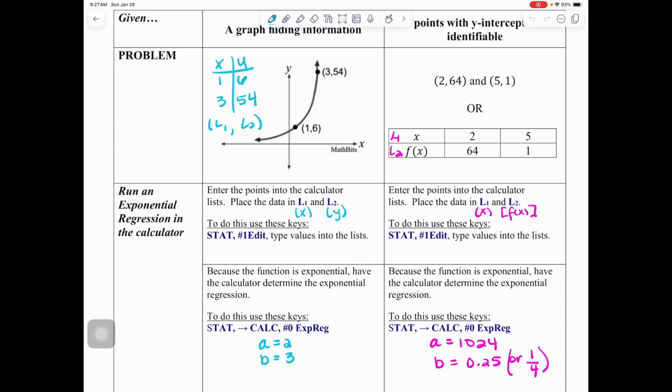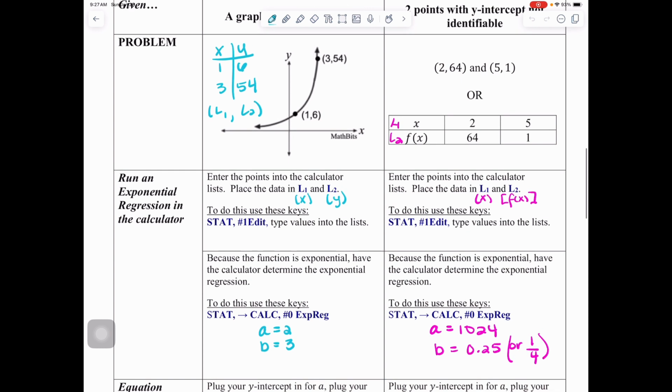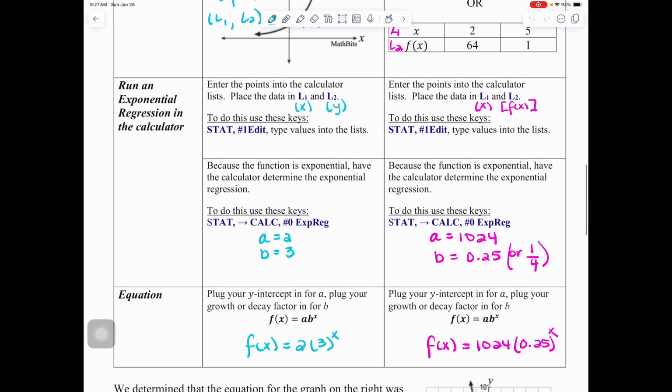So then when you hit Stat, arrow over to Calculate, and choose number 0 for exponential regression, you should have found that the a value was 1024 and your b value was 0.25, which would be the same as 1/4. So when you write your equation, you can use the decimal value or the fractional value. The calculator gave you the decimal, so I wrote the equation with the decimal. F of x equals 1024 as my a value, my b value 0.25 raised to the x. So now you know how you can write the equation for these exponential functions.